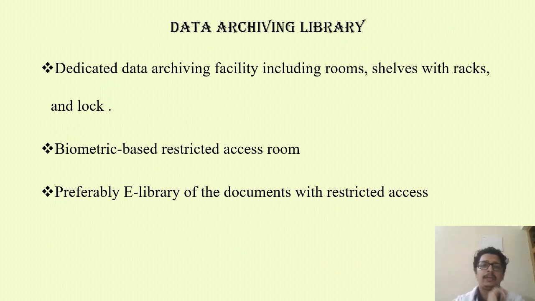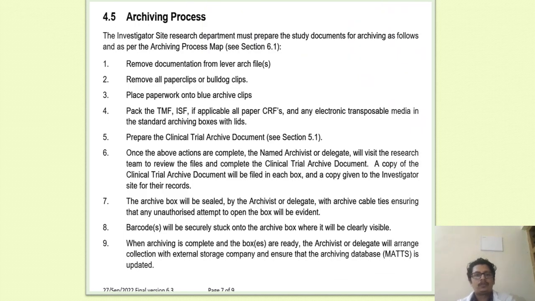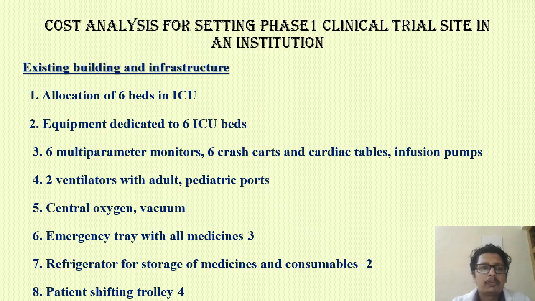Then data archiving and library. So a dedicated data archiving facility including a room, shelves with racks and logs, and a biometric-based restricted access room, preferably an e-library for the documents with restricted access. So this is on the format of King's Health Partners Academic Trial Unit of the UK. So the archiving process can follow some standard operating procedure.